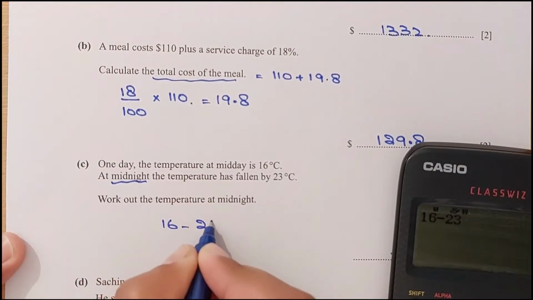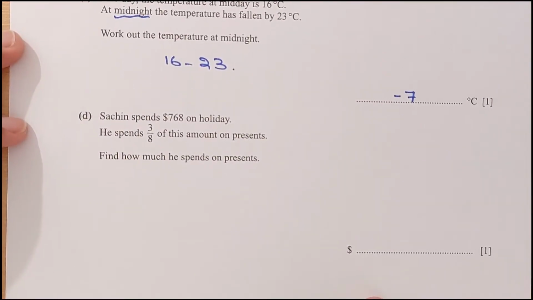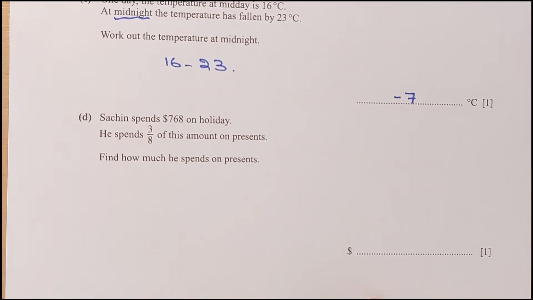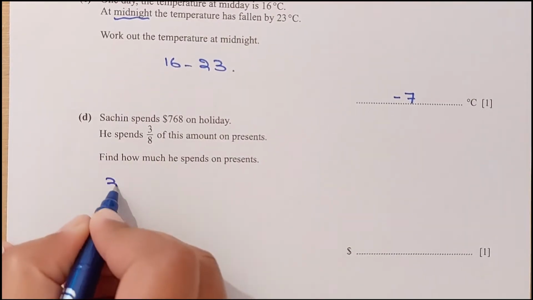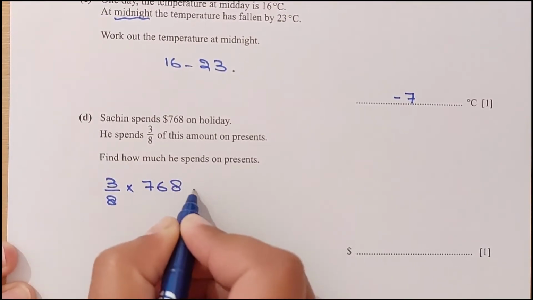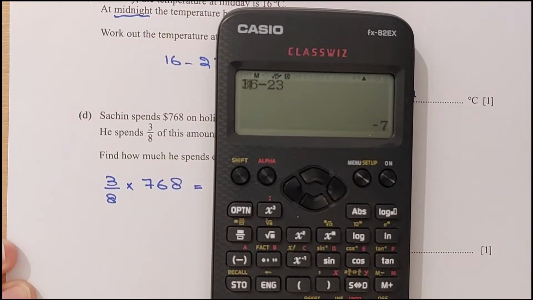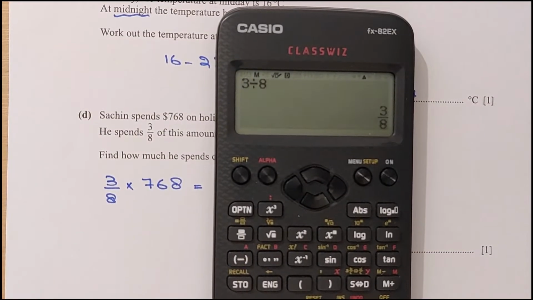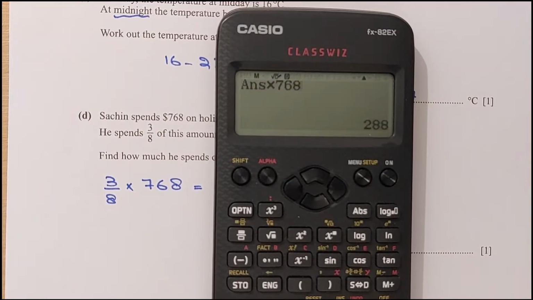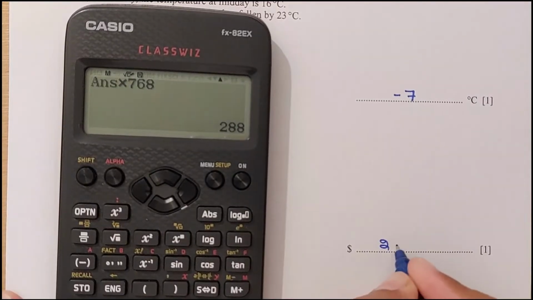16 subtract 23, right? Now for part D, Sachin spent $768 on holiday. He spent 3 by 8 of this amount on presents. Find how much he spent on presents. 3 by 8 of this amount, 768, yes, right? So 3 divided by 8 of 768 is 288. So he spent $288 on presents.